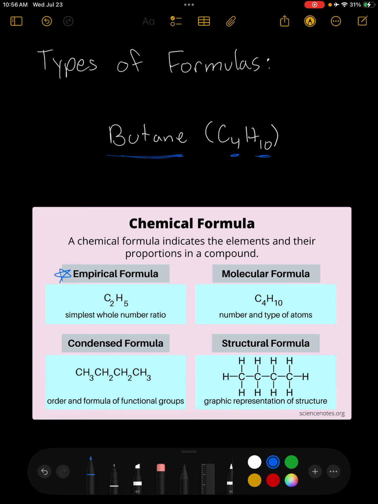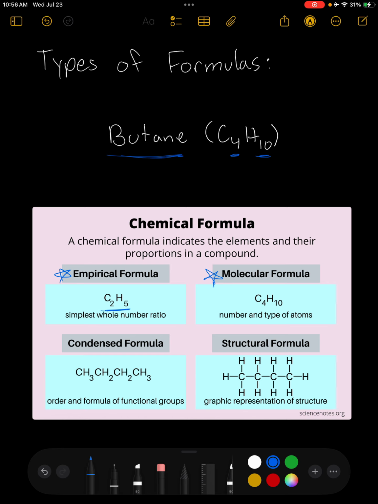Empirical formulas are not accurate in terms of what all is in that compound. Rather, they tell you a ratio of pieces of the compound. So if we were to reduce those subscripts to their whole number ratio, just like we would reduce a fraction, we would get C2H5. So the ratio of carbons to hydrogen within butane is 2 to 5. Or you could say 4 to 10 as well. It's just not the simplest whole number ratio.